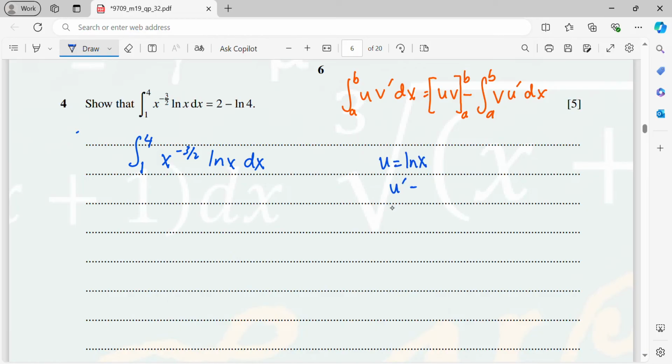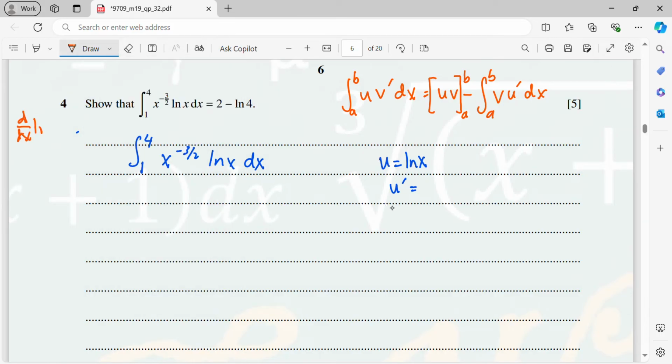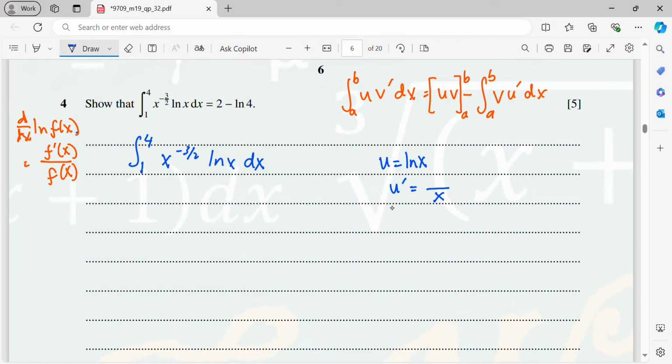Therefore my u prime: when you differentiate ln f(x), that is going to be f prime x over f x. That means here I will get 1 over x, because whatever is after ln, you just copy the x, and differentiate x is 1. And then our v prime is x to the power negative 3 over 2.